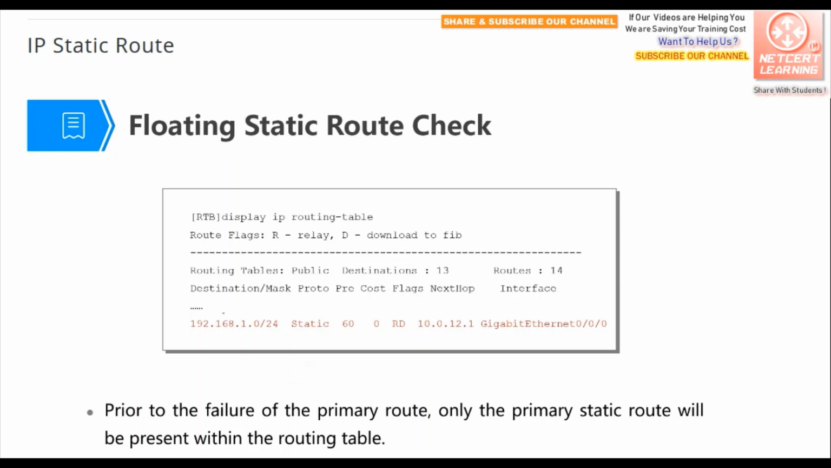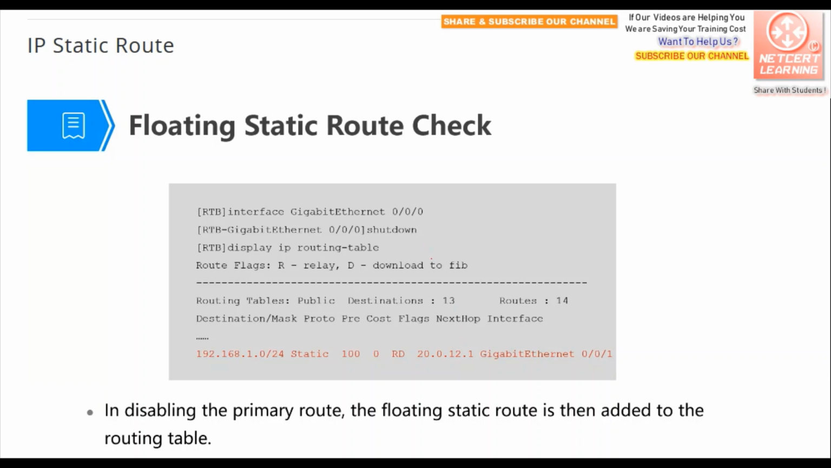So when these two links are both up, only the first static route will appear, the second disappears. The next hop is 10. And then when the first link is down, disabling the primary route, that's disabling the first link, then the second link will appear, the destination network, and then the next hop is 20. Okay, this route appears. Of course, we can see the preference of this route is 100 as we have configured. Okay, this is the floating static route.